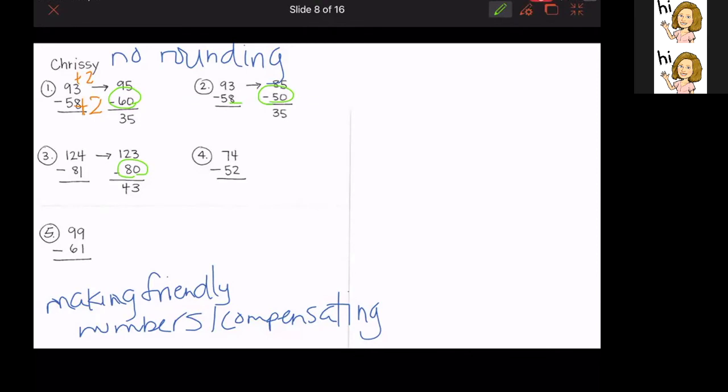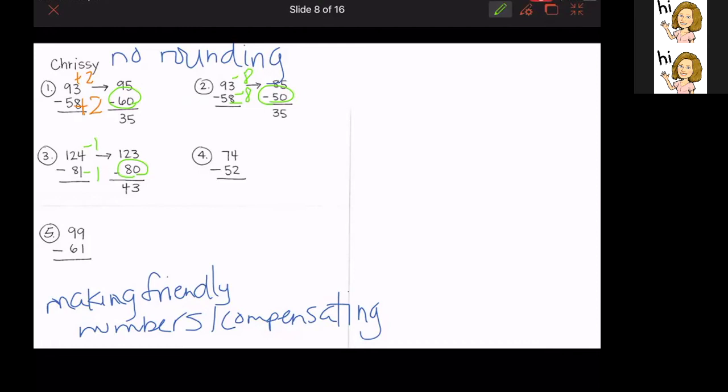So in Chrissy's strategy, she said, well, I got to take 8 away here. And if we notice, and so here, take 1 away. And again, 124 to 123, take 1 away. And so in Chrissy's strategy, when we're subtracting, actually what we do to the top, what we do to the minuend, we do to the subtrahend. Both are the same. And so that's why this 93, take 8 away and gives you 85. So that's what's happening there.